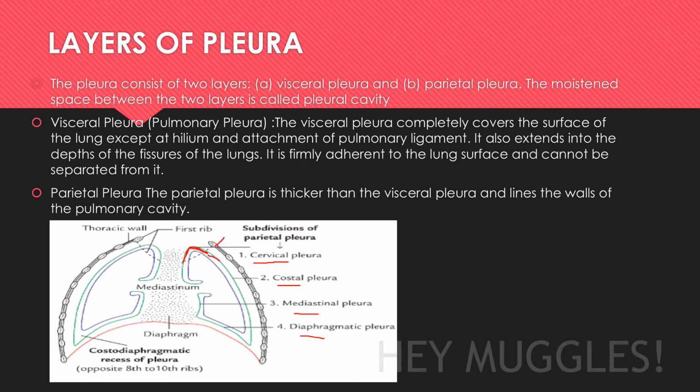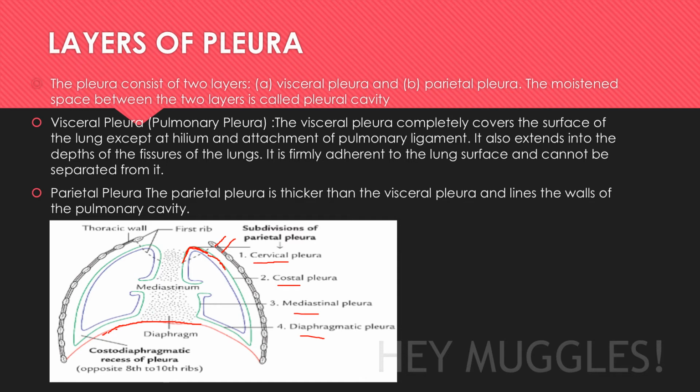These are your ribs, and it is covering the inner aspect of your ribs, your costal cartilage, and intercostal membranes, right? And you already know what costal cartilage is. It connects your ribs to the sternum. Okay. Then we have your diaphragmatic pleura. It is covering the thoracic surface of the diaphragm. So this is your diaphragm, and the diaphragmatic pleura covers the superior surface, that is the thoracic surface, of the diaphragm.